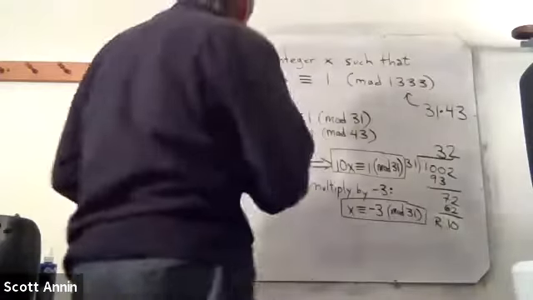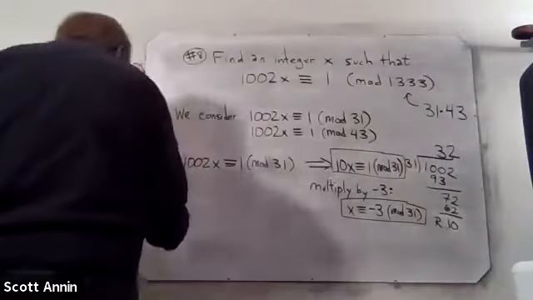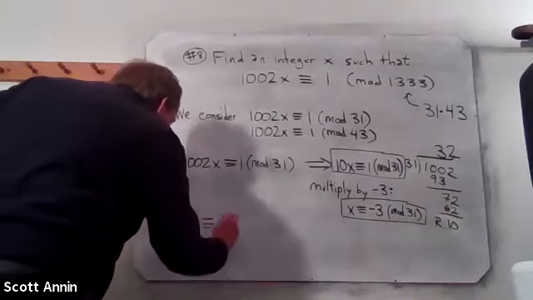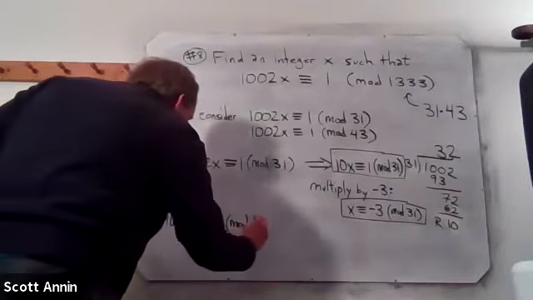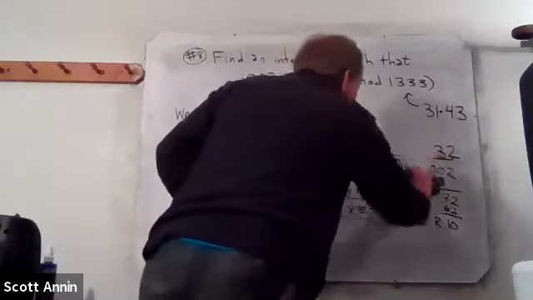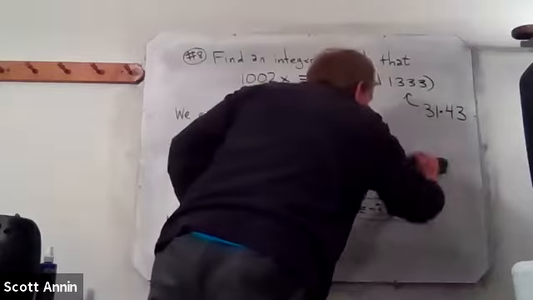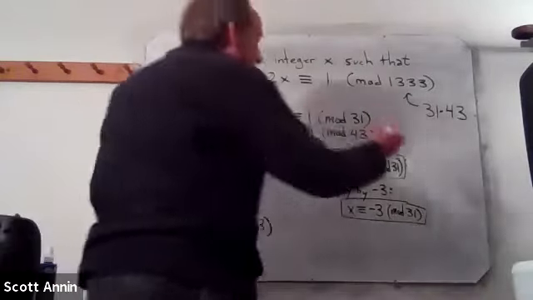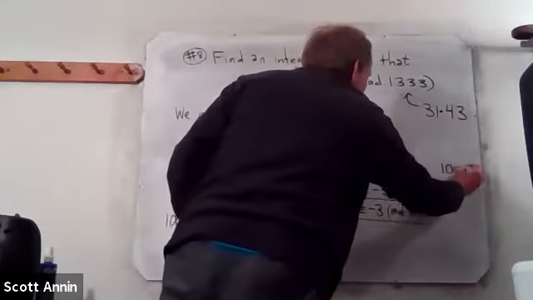Okay, let's look at the other congruence now. We're going to do the same thing. We're going to take 1002 times x congruent to 1 in mod 43. And maybe I'll come over here and do my scratch work in the same part of my board. Let's take 1002 and divide it by 43 this time. Let's see if I can do a little better with that.